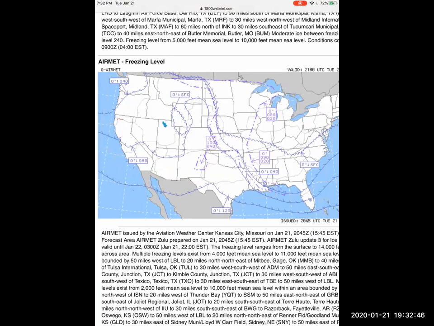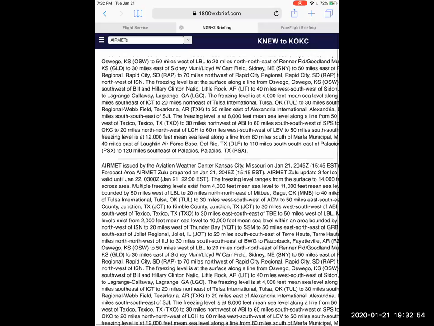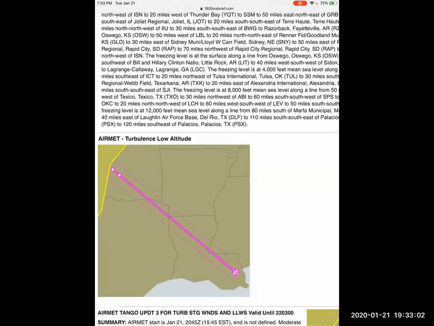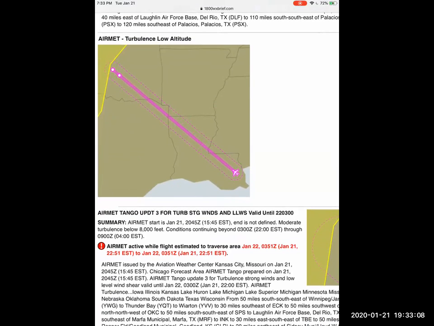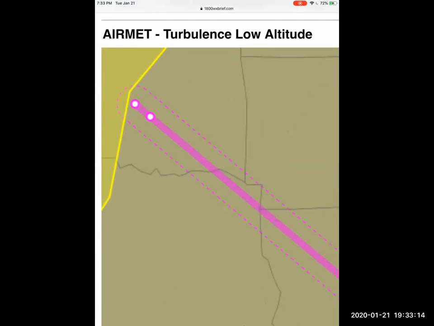But let's say that we're still on the fence. We're going to continue on. To save time, I'm going to skip these additional Airmet Zulu updates for additional areas. We already know that, of course, there's some concerns in association. Now, there's also an AIRMET for turbulence. It's a low-altitude AIRMET, and we can see it's just about hitting the outskirts of our route of flight.